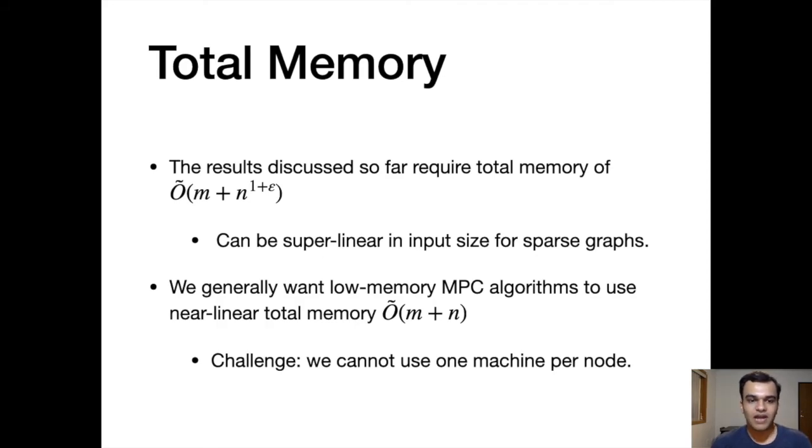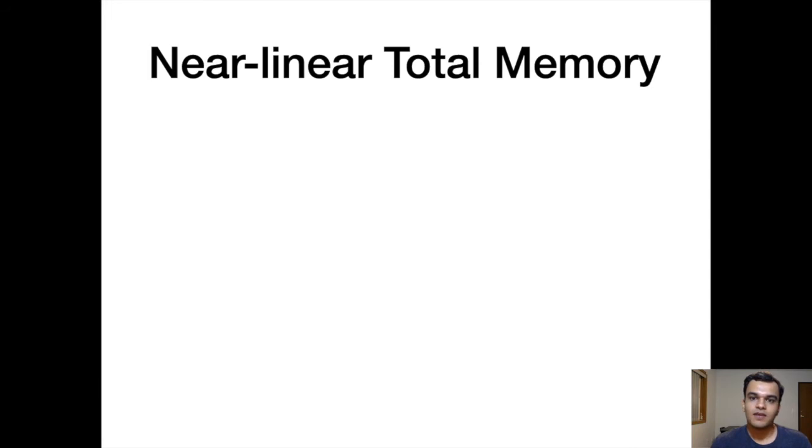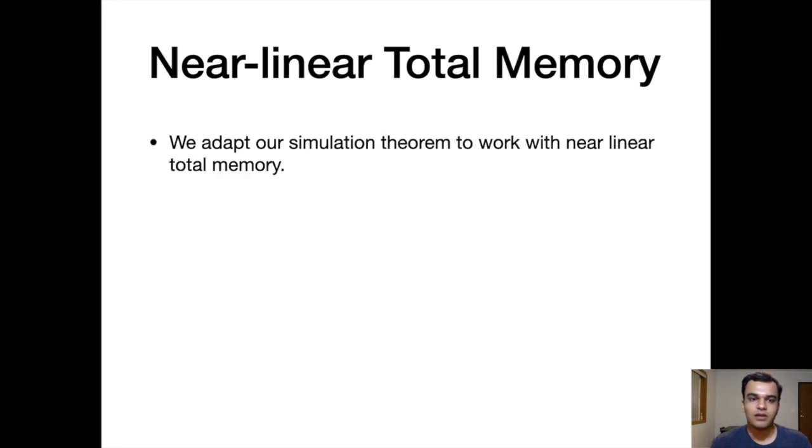So what happens is that we end up using machines with memory n to the epsilon for n vertices, and that leads to the n to the 1 plus epsilon term. And we want to avoid this, so we try to work in near linear total memory and adapt our simulation theorems to work in this regime.